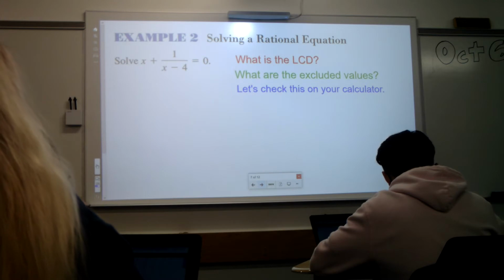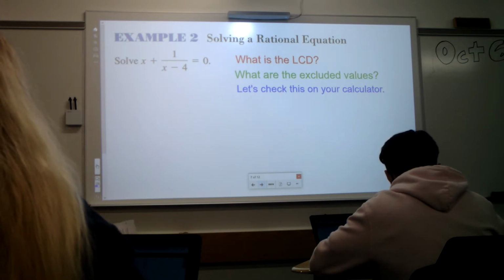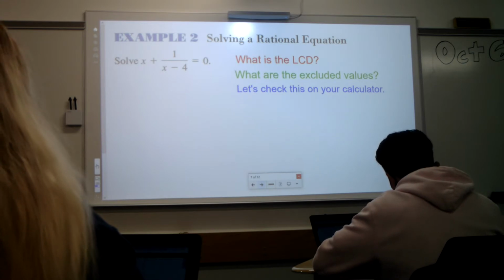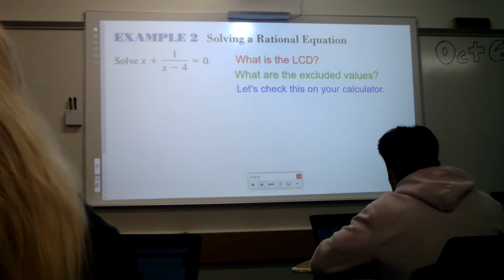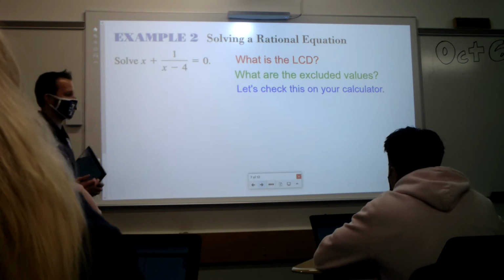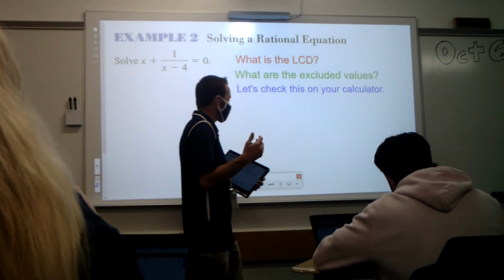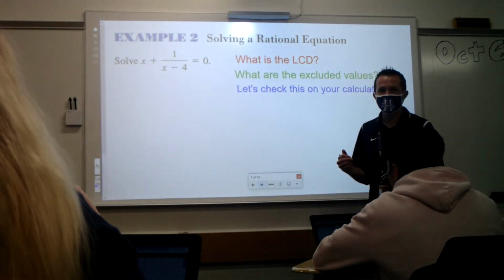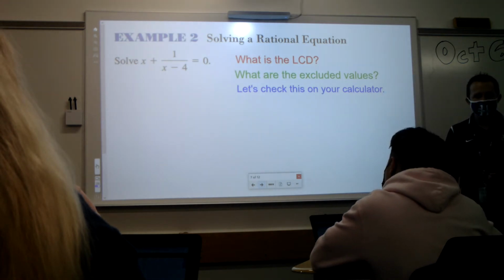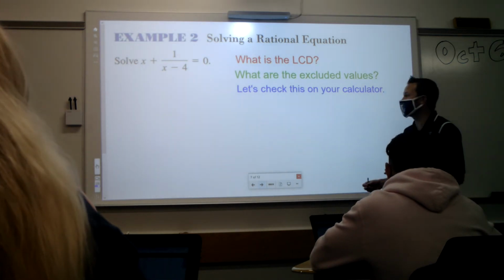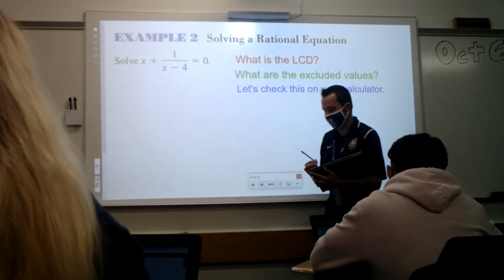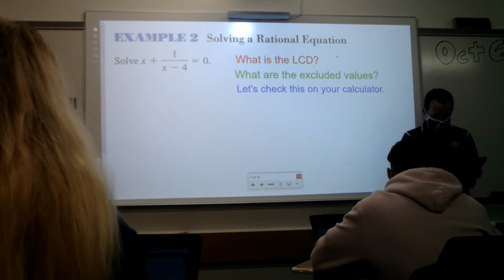Alright, let's start this off. So, Kara, what was step 1 here? Is there anything to factor here? No. So then in that case, we're just going to go to step 2 to find the LCD. Kara, what do you think the LCD would be on this problem? Yeah, it's the only denominator, so that's going to be our LCD. Alright, so x minus 4.